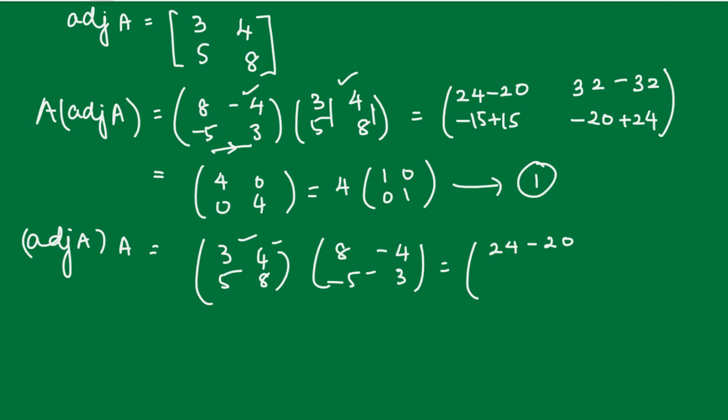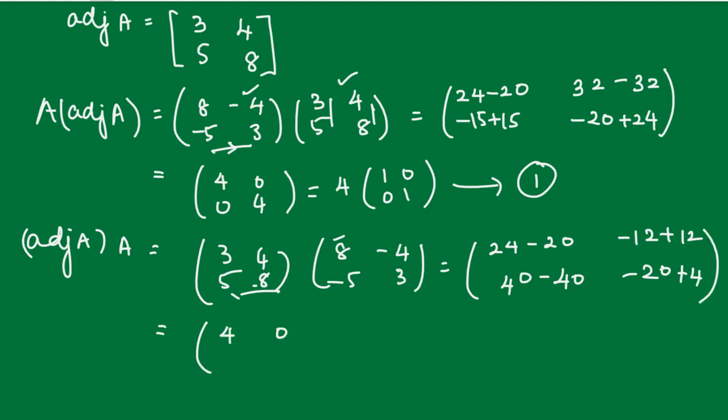First row first column over. Next, first row second column, we get minus 12 plus 12, second minus 40. Next, second row second column, minus 20 minus 24. Second row second column elements is 5 into minus 4 is minus 20 and 8 into 3 is 24. So now A into A is equal to, we get 4 0 0 4.